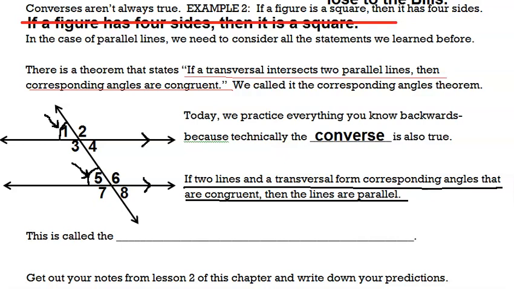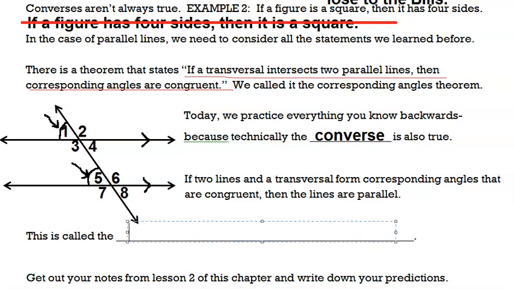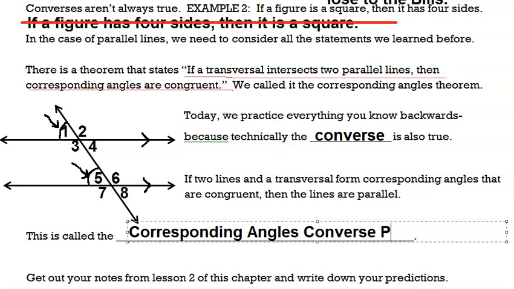So now we can take diagrams like this, even if they're not marked as parallel. We can say, oh, look, this is 56 degrees, and this is 56 degrees. So now we know they must be parallel. So we're opening ourselves up to being able to approach these problems from a different viewpoint. So when we name this, before we had the corresponding angles postulate. Now it's just going to be the corresponding angles converse postulate.